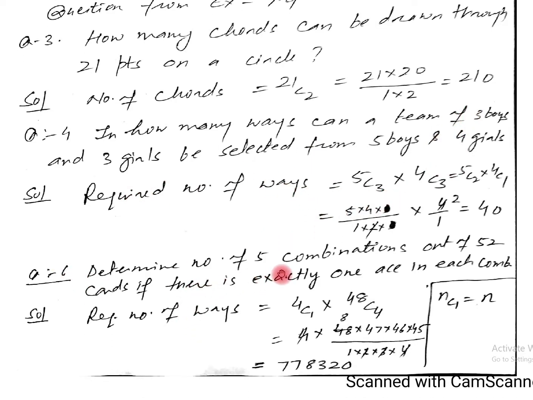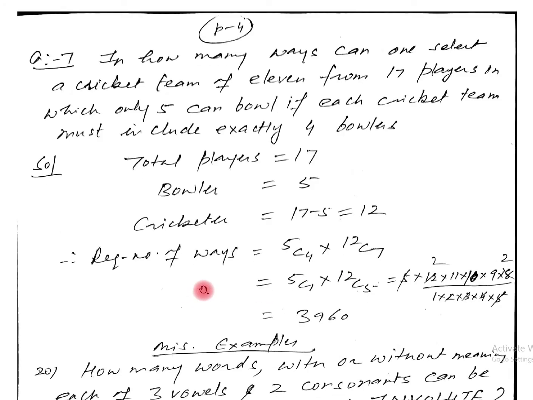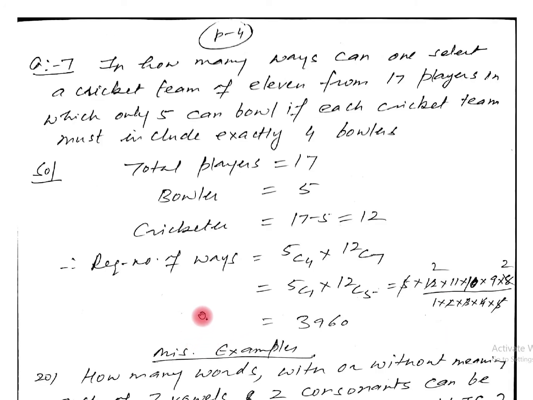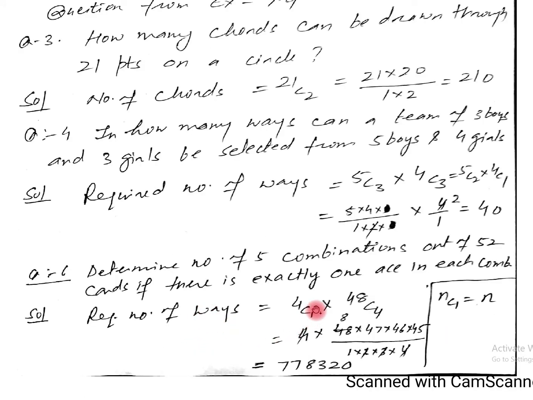Now determine the number of 5 card combinations out of 52 cards, if there is exactly 1 ace in each combination. Now the 52 cards are given. We have to make the combination taken 5 at a time. But the condition is there, in each combination there is 1 ace. So therefore now the 4 aces are there in the pack of cards. Therefore 1 ace should be there in each combination.